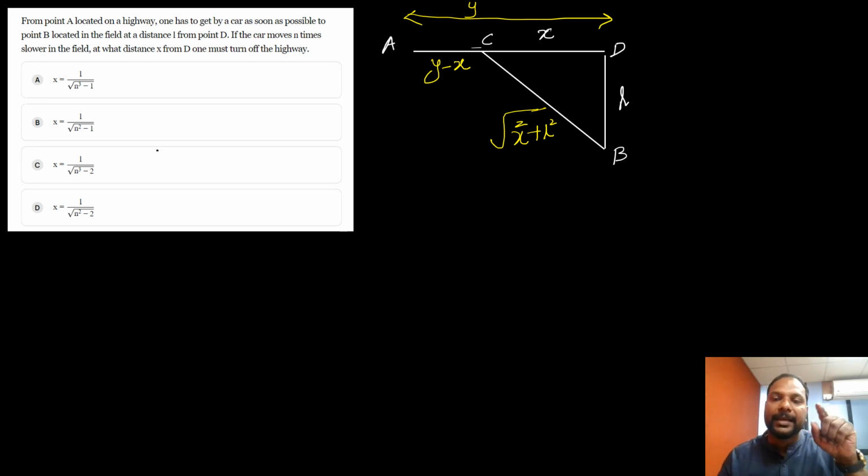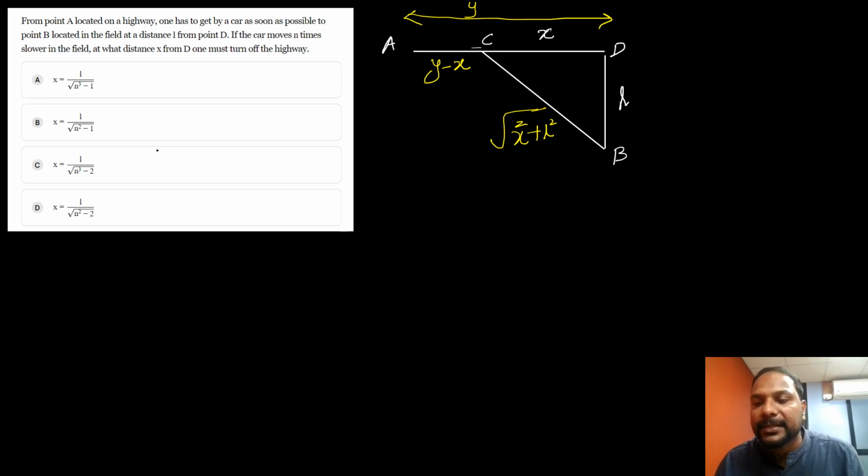Clear? So actually I can go from A to C, then C to D, D to B, but I require the shortest time to reach the point B. Definitely I must have my shortcut. That means from A to C the distance is y minus h, and from C to B the distance is root of h square plus L square. Is it clear? Okay, now we can calculate the time.